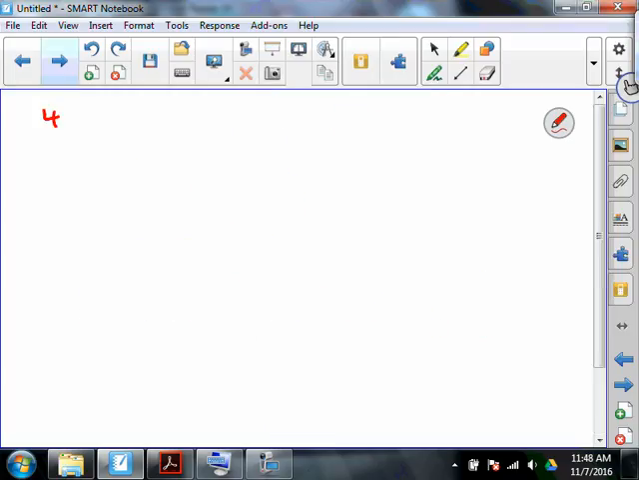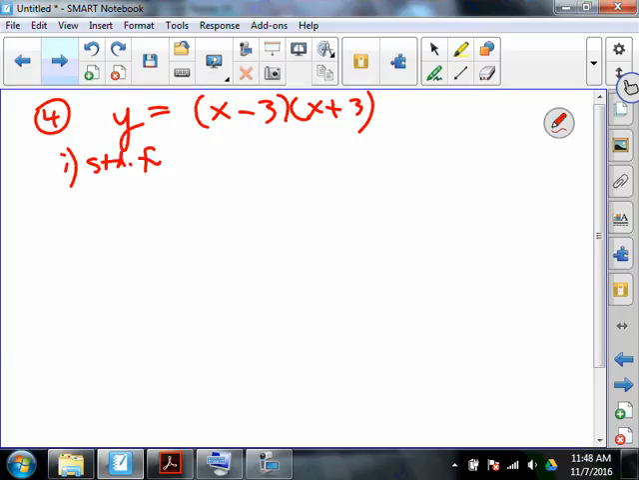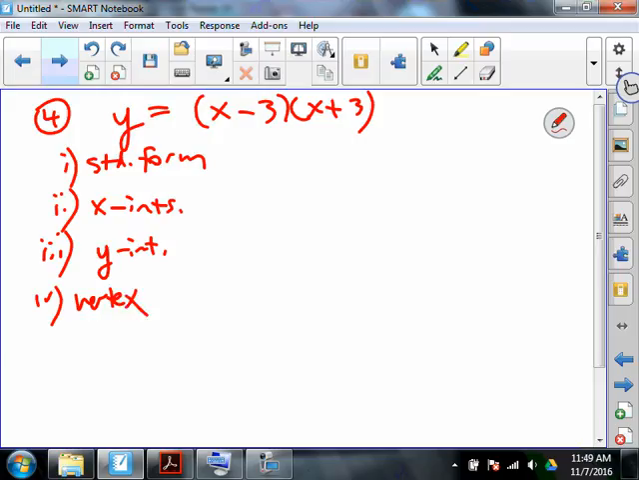Question 4 on the test. Again, this is the second page. You're going to be given probably something that's a difference of 2 squares. Something like that. 4 parts. Part 1, standard form. Part 2, the x-intercepts. Part 3, the y-intercept. Part 4, the vertex. Oh, and then part 5, vertex form.